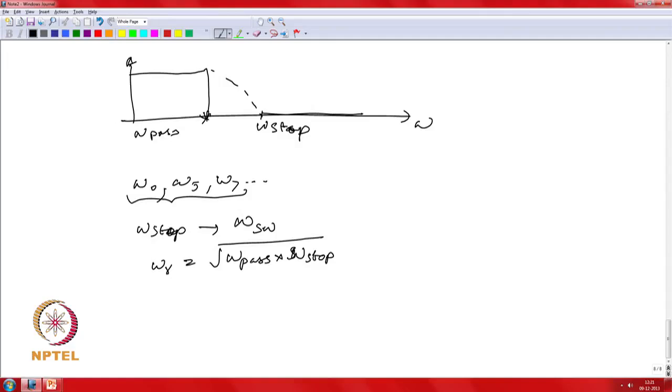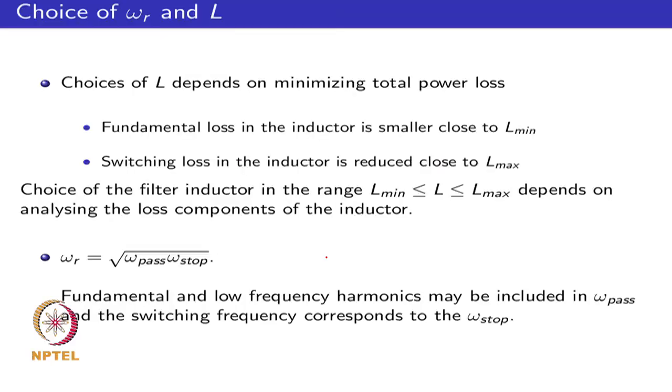So with this choice, now you have essentially obtained all the components of your LCL filter. You know your resonant frequency, you know the choice of L, you know L1, L2, and once you know your omega r, knowing L1 and L2, you automatically fix your capacitance because it's related to your resonant frequency.